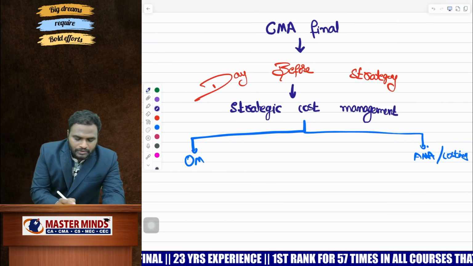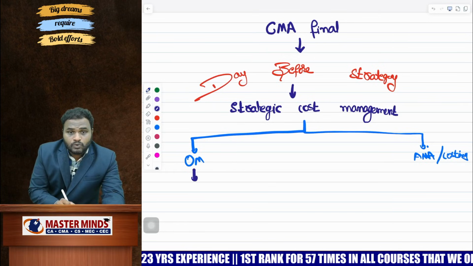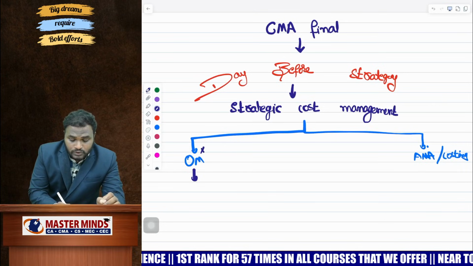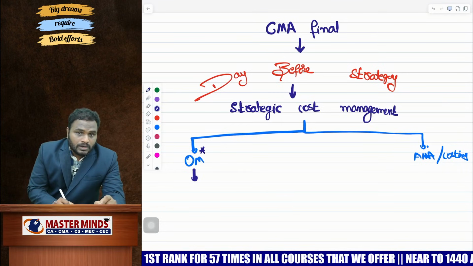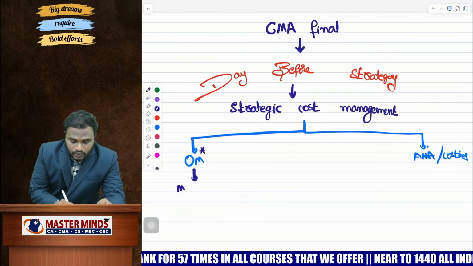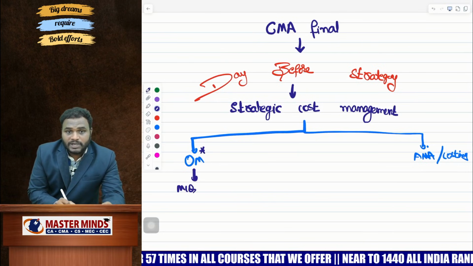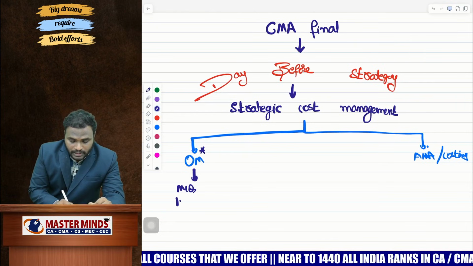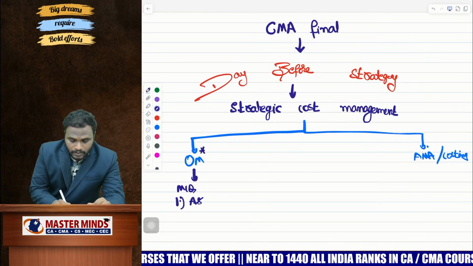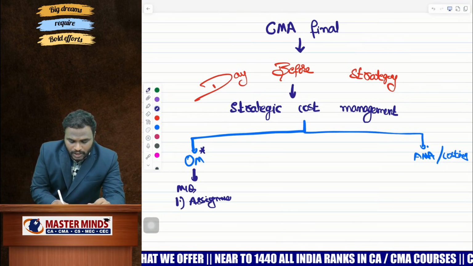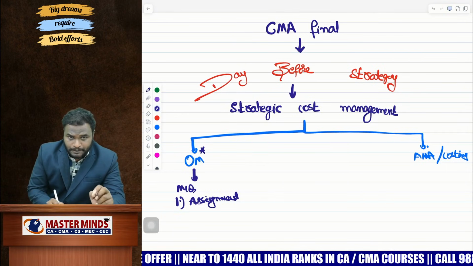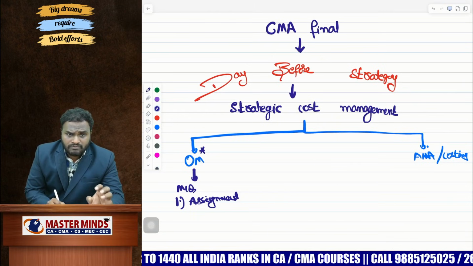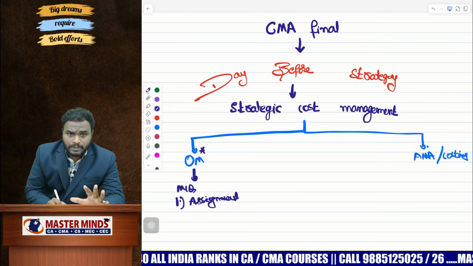First, you have to give the first preference to the OM part, that is quantitative techniques. Why? Because this is very scoring. Now, the MCQs covered in the ICMA study material, you have to cover all those MCQs, and thereafter prepare assignments. First, solve one problem in the assignment chapter. That one problem will cover all the models in that chapter.